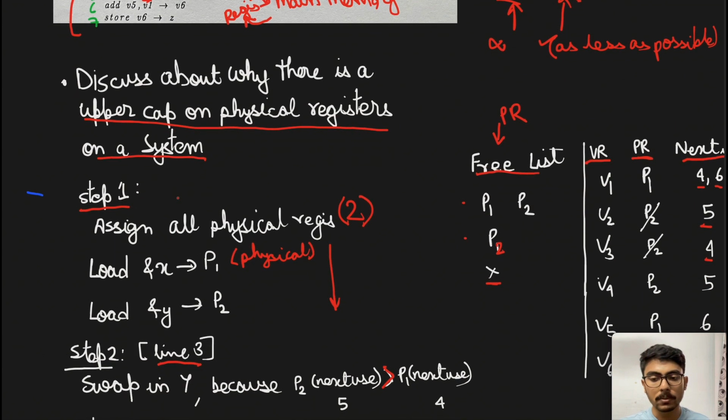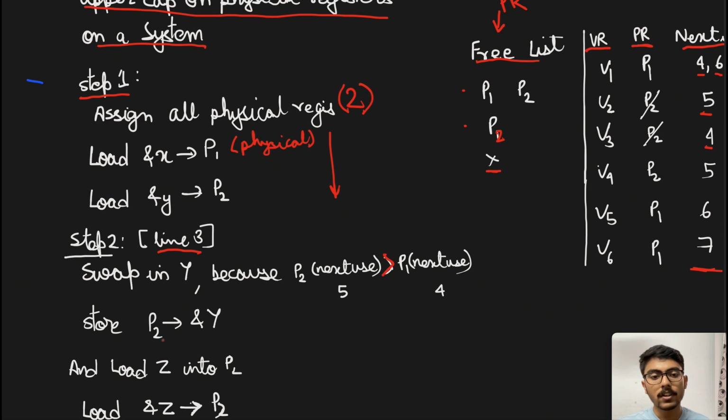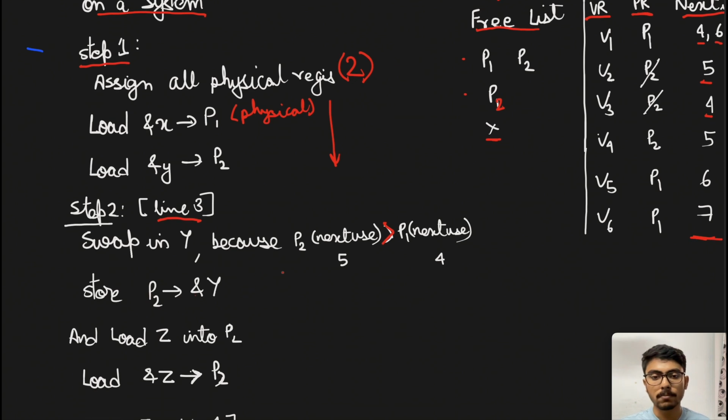To implement that, we will swap the value of P2, and since we need to change the value of P2, we need to store the value of y into memory again. So this is a spill. When we are storing this value, which I had previously stored in the physical register P2, we are now storing it back into the memory at a different memory location. This is capital Y, which is not equal to small y.